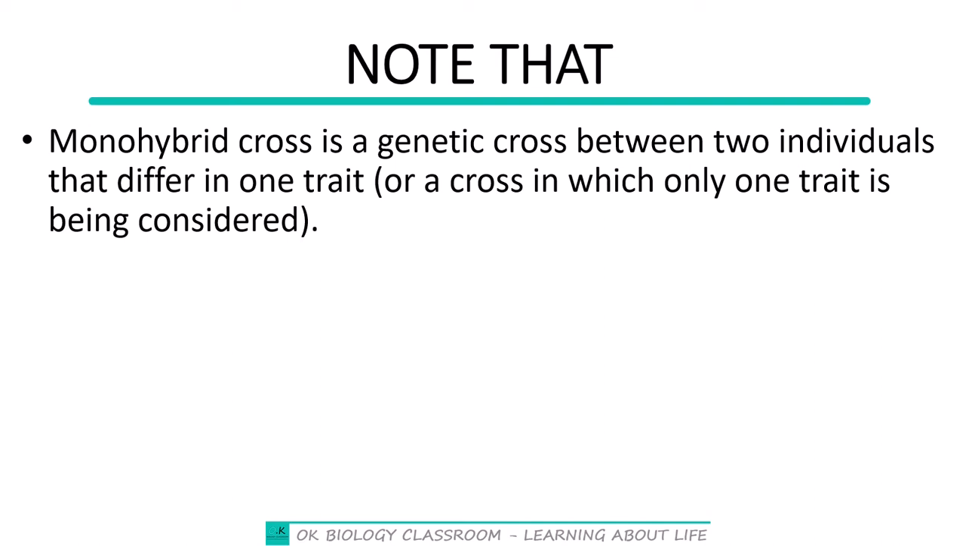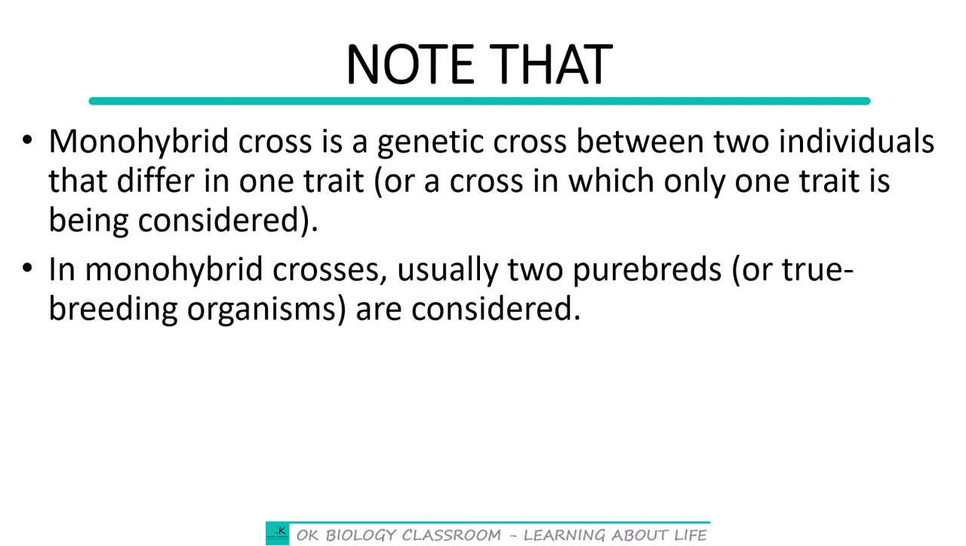I've already talked about this. That's the first thing for us to note, that a monohybrid cross is a genetic cross between two individuals that differ in one trait, or a cross in which only one trait is being considered, and I know that I've talked about that. In monohybrid crosses, usually two purebreds or true breeding organisms are considered.